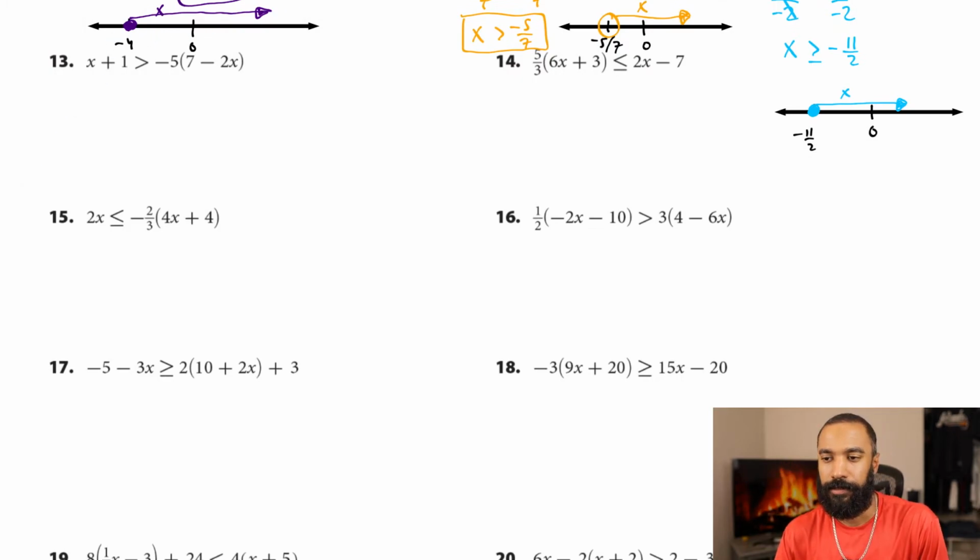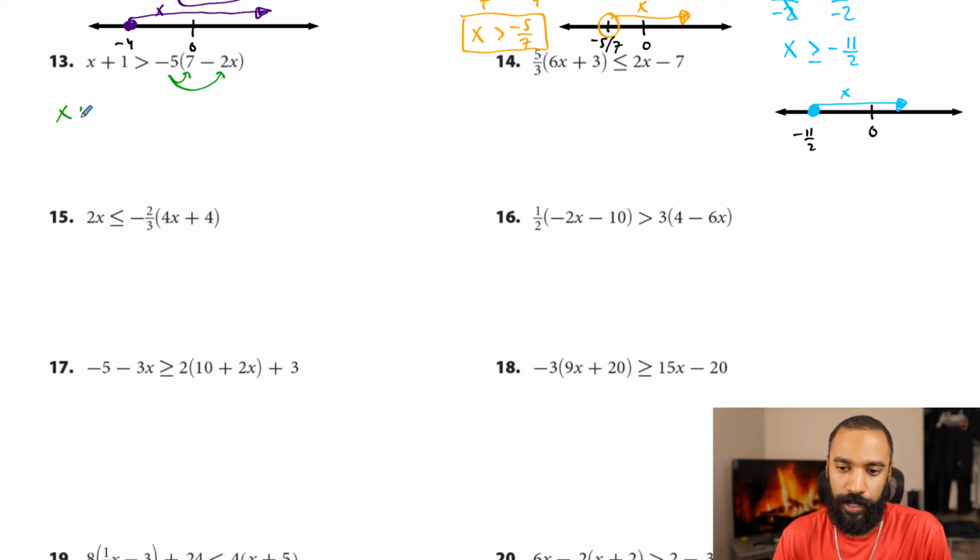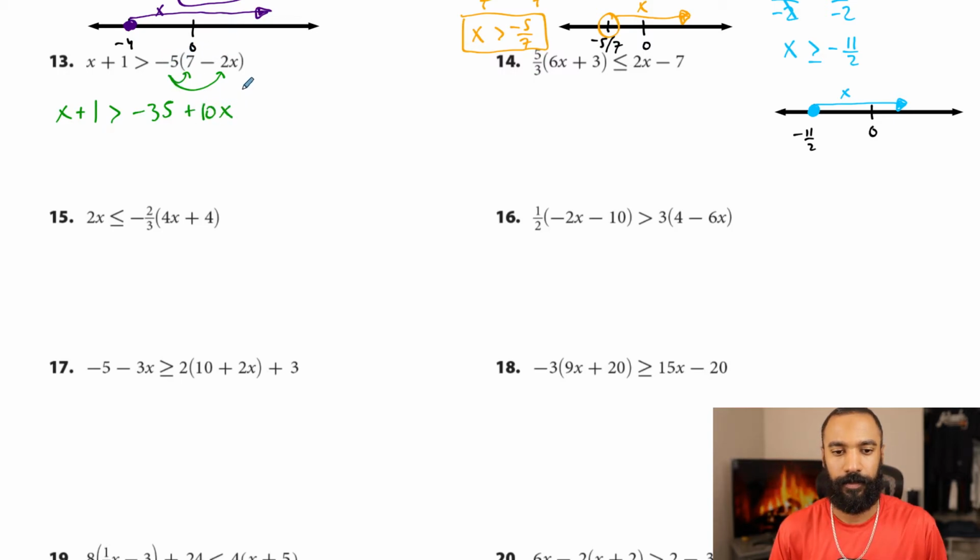Number 13. What color? Let's go green. X plus 1 is greater than -5 times the quantity 7 minus 2x. Now this side is simplified, so I'm not going to do anything here just yet, but let's distribute the -5 into here. And we're going to get -35. Negative times the negative is a positive, so plus 10x.